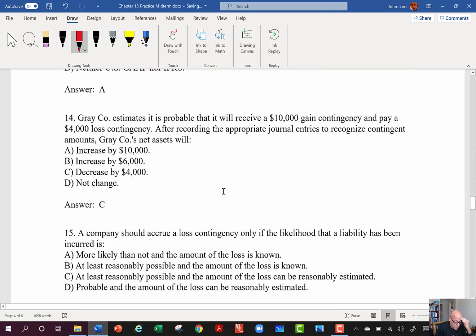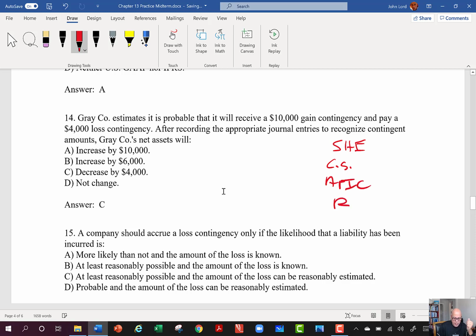Gary Company estimates it is probable that it'll receive a $10,000 gain and pay a $4,000 loss contingency. After recording the appropriate journal entry to recognize the contingent amounts, Gary Company's net assets will... Net assets are what? Assets minus liabilities. Assets minus liabilities equals what? Stockholders' equity. Stockholders' equity consists of common stock, additional paid-in capital, and retained earnings.